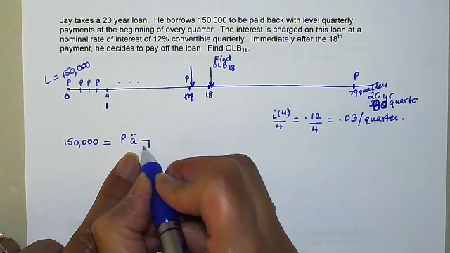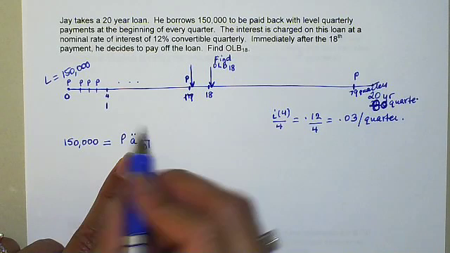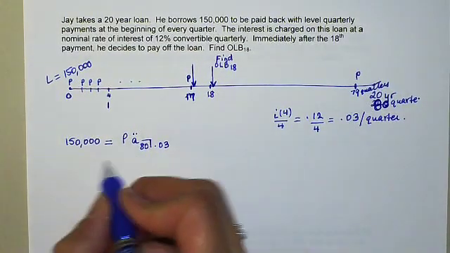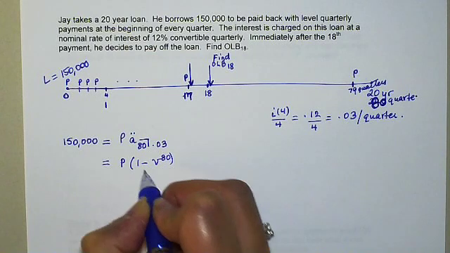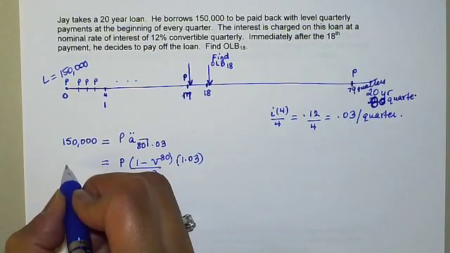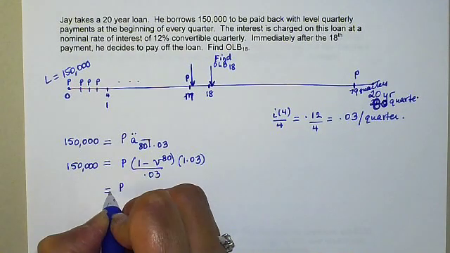P A double dot angle 79. How many payments do you have? 79. Pardon me? Oh, 80. I'm sorry. P A double dot angle 80. At what interest rate? i^(4)/4, which is 0.03. Equals 150,000. If I solve this equation, I can first find P, correct?